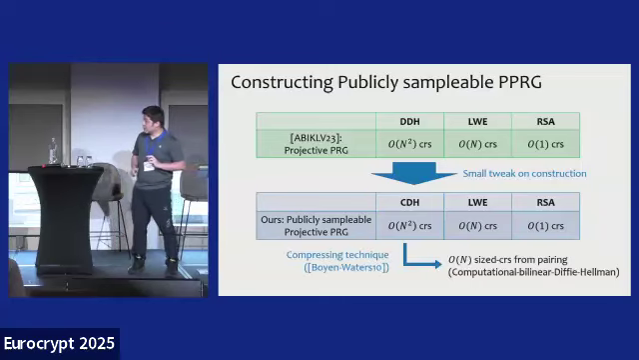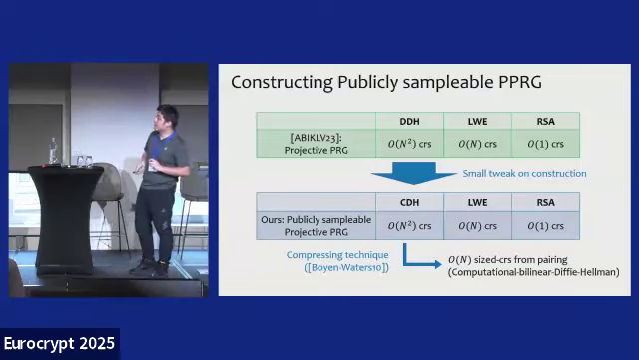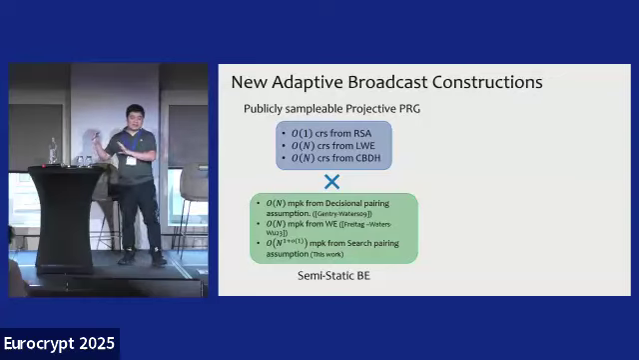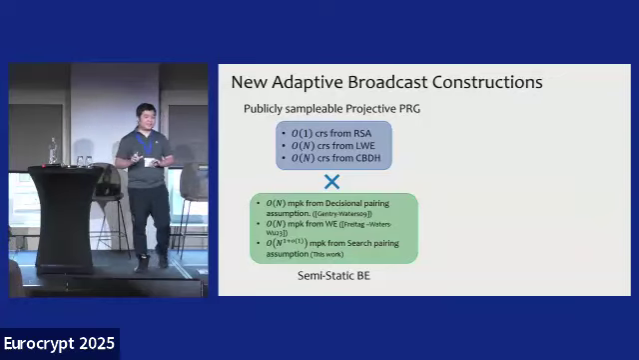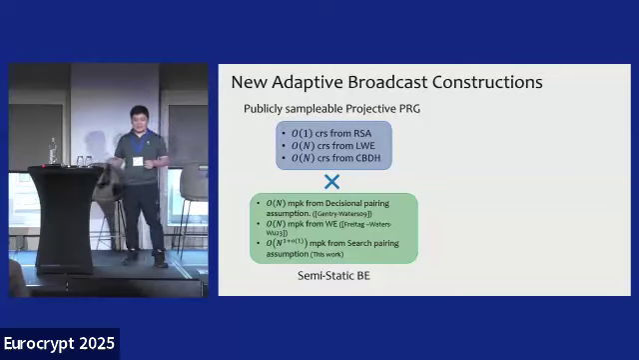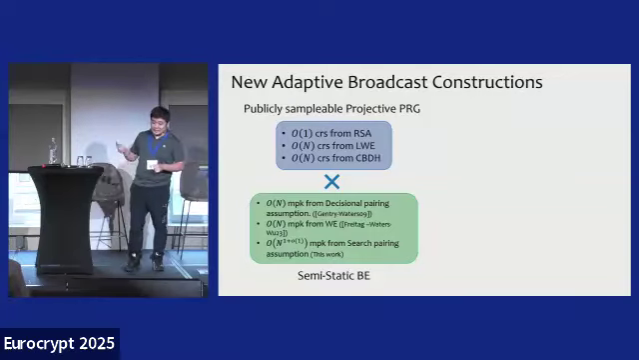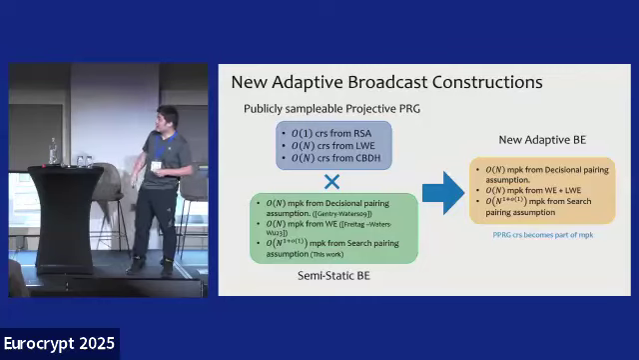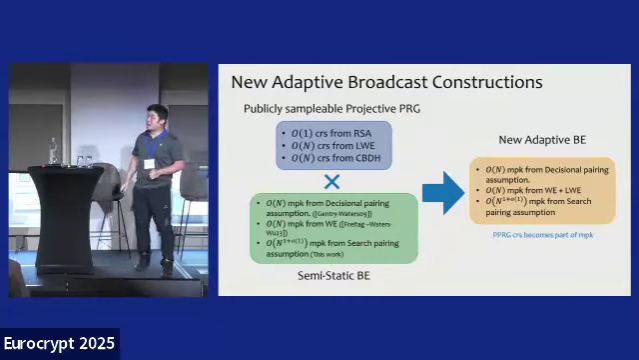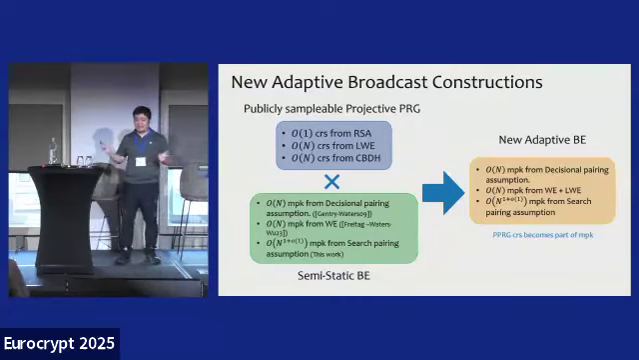And as a new result of our work, we also show a way to compress the CRS size of the group construction using pairing. So combining the publicly sampleable projective PRG we constructed, along with the semi-static broadcast encryption that are from previous work or from our work, we get all these new adaptive broadcast encryption with different properties that we want.